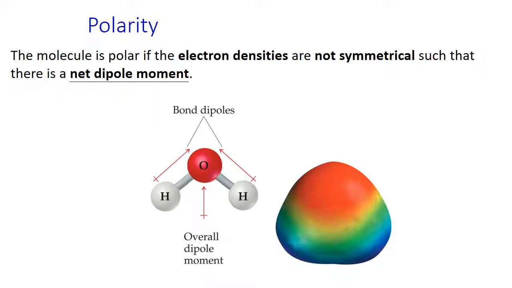In terms of polarity, as I mentioned in the previous slide about cancelling out, the molecule is polar if the electron densities are not symmetrical, such that there is a net dipole moment. So here we have the O-H bonds being polar, but they don't cancel out because the molecule is not symmetrical. The overall dipole moment is going to be a sum of those dipole vectors, and it's going to mean that water as a whole is a polar compound. It has a dipole moment.